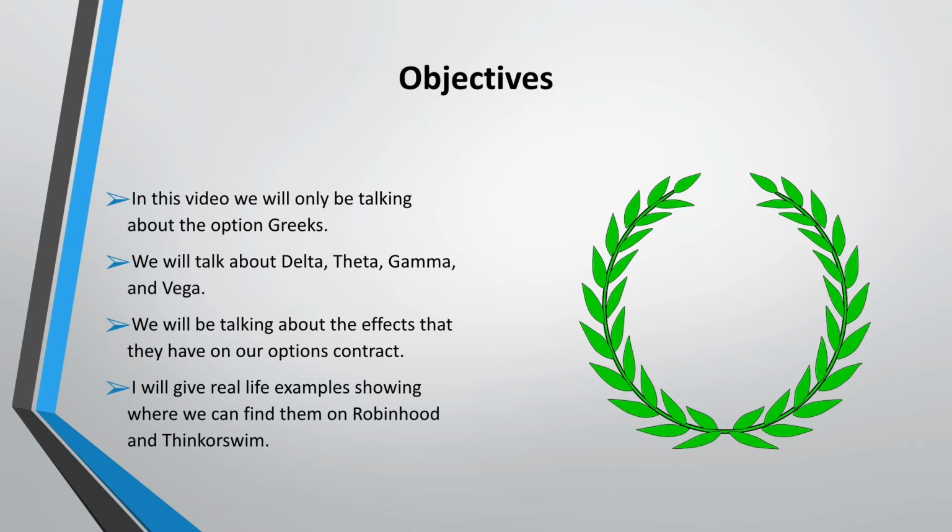My objective today will be to explain to you the option Greeks. We will talk about delta, theta, gamma, and vega. We will also talk about the effects that they will have on the price of the option contracts. And I'll also give you real life examples as far as to where you could find them on Thinkorswim and Robinhood.